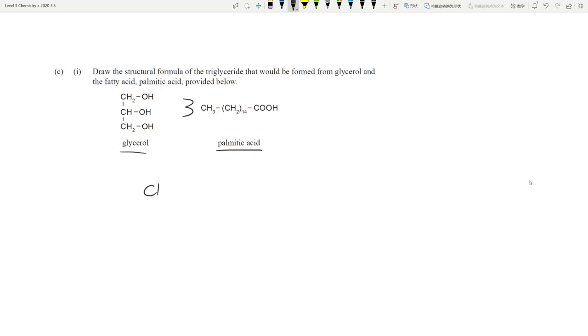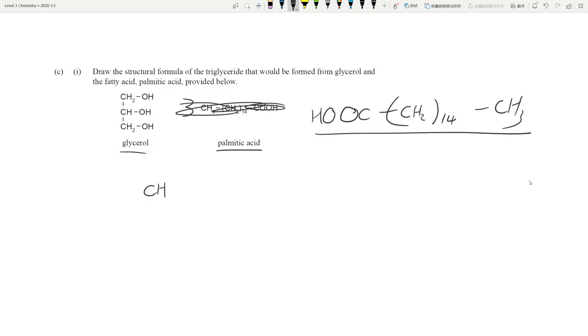Now it is a little bit trickier when they draw it like this. So let's just revert it. I'm going to reverse it and put it the other way around, like this. Let's forget about this and use this one. It's the same thing. Can you see this OH and this H are going to react? This OH and this H are going to react. This OH and this H are going to react. So what it does is simply undergo a condensation reaction three times.